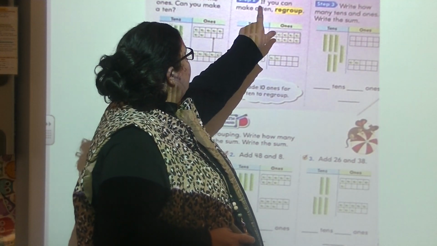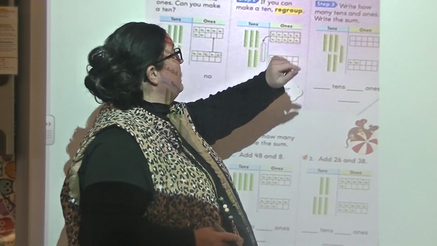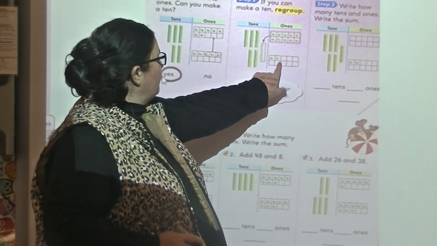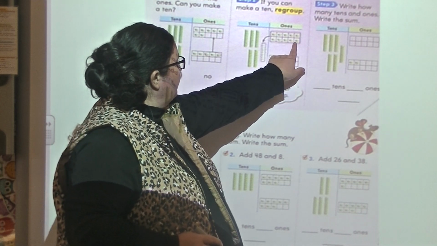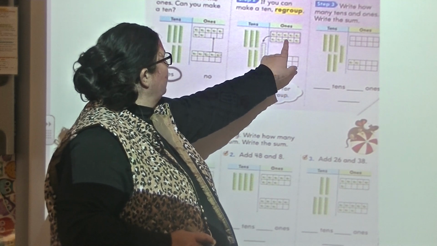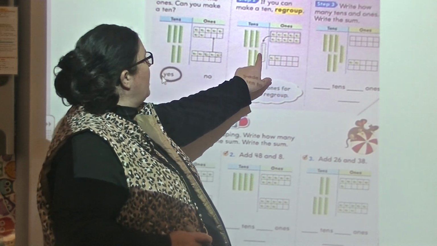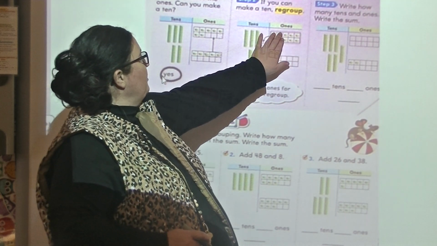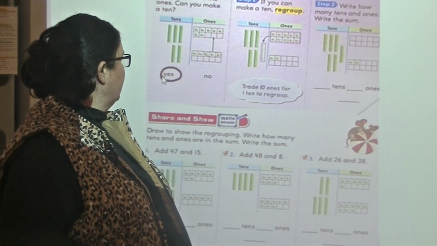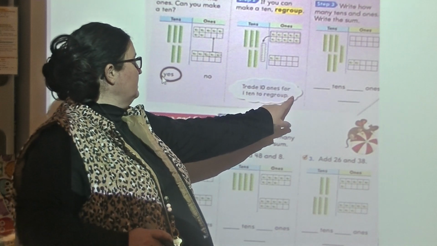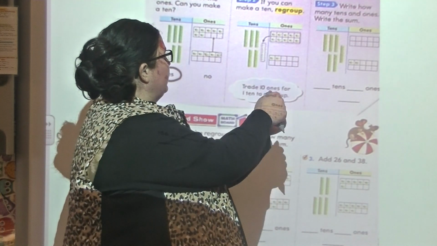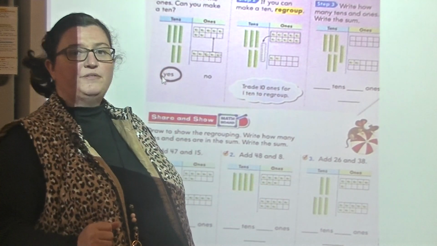All right, if you can make a 10, regroup. So they moved the 3 up, 1, 2, 3, and got rid of them down here. They're going to move them over. So they're taking them and putting them together and making that group of 10. Do you see that? It says trade 10 ones for one group of 10 to regroup. So they're hooking them all together, making a group of 10.